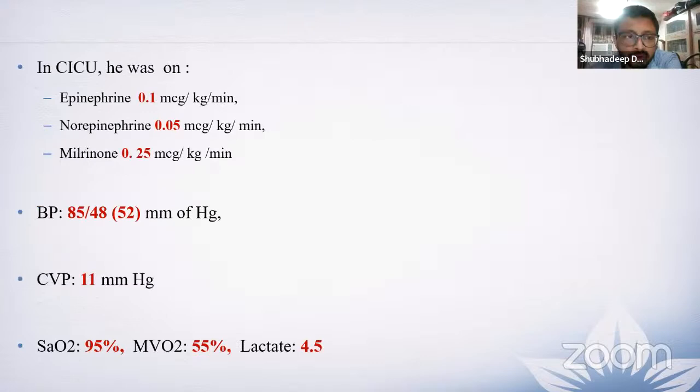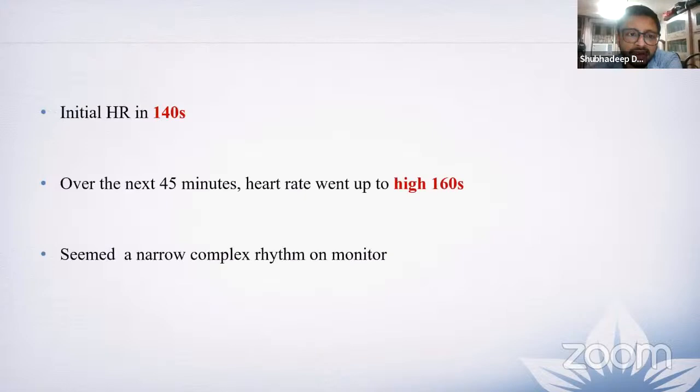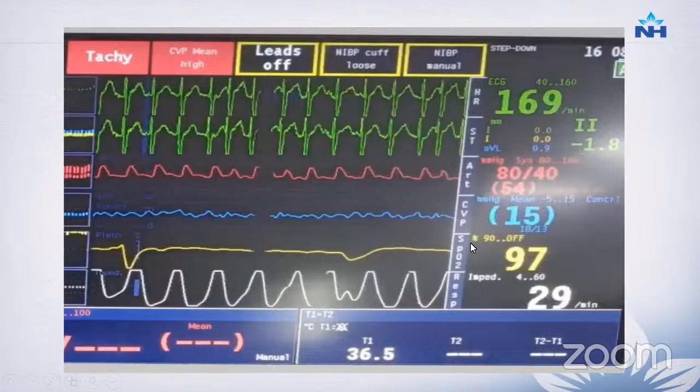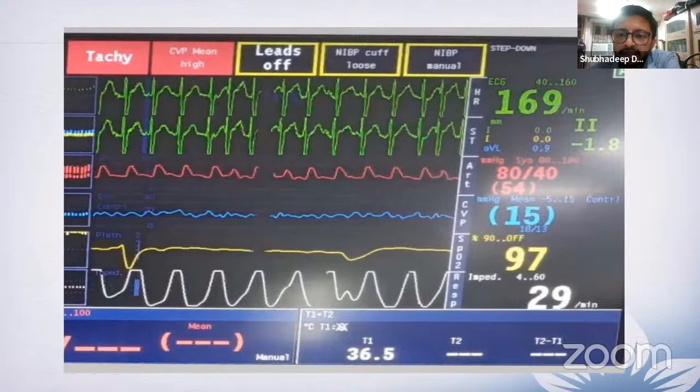In cardiac ICU, he was on epinephrine of 0.1 mics per kilo per minute, noradrenaline of 0.05 mics per kilo per minute, and milrinone of 0.25. His initial blood pressure was 85/48, MAP of 52, CVP was 11, saturation was 95%, mixed venous was 55, and lactate was 4.5. His initial heart rate was in the 140s, but over the next 45 minutes the heart rate gradually went up to the high 160s, and it seemed like a narrow complex rhythm on the monitor. So this is what the monitor picture looked like. And you can see the CVP is around 15.